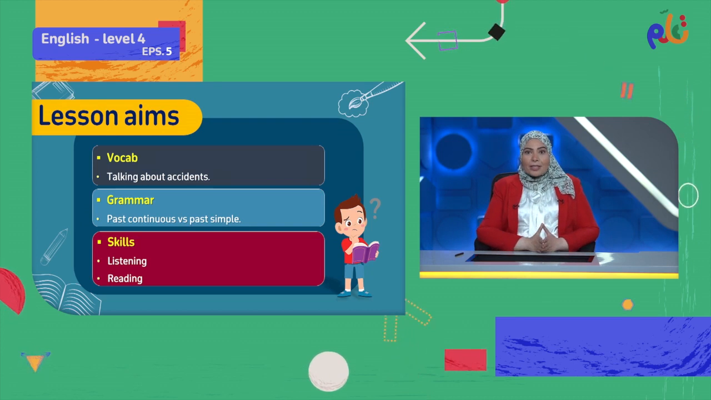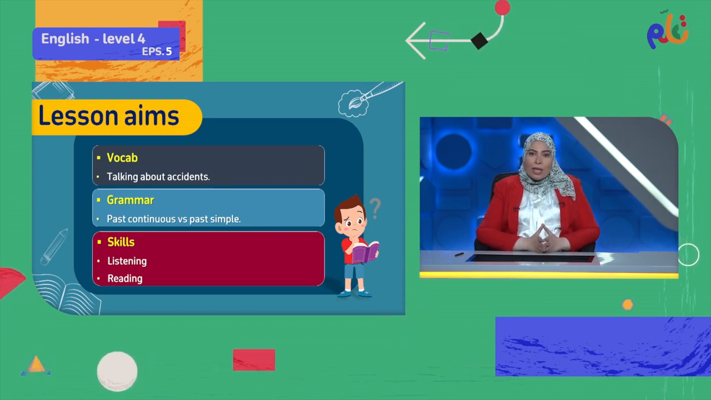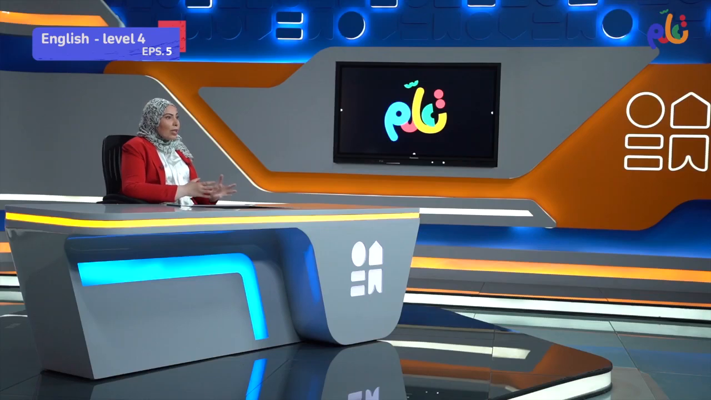So let's start together and look at what we're going to start with. As usual, we start with something called a brain teaser. And for those who don't remember, a brain teaser is an activity that makes us think and try to activate our English part of the brain. So we try to think in English. Let's take a look at our brain teaser now.